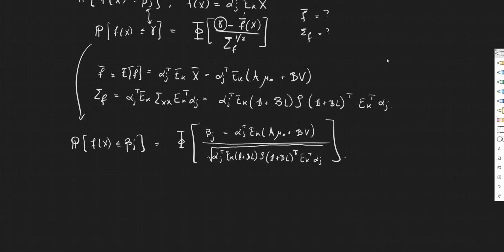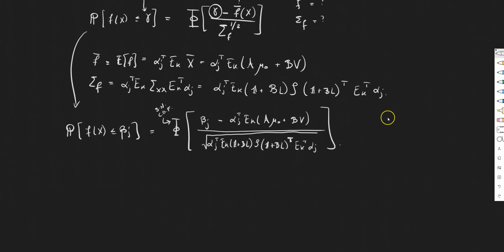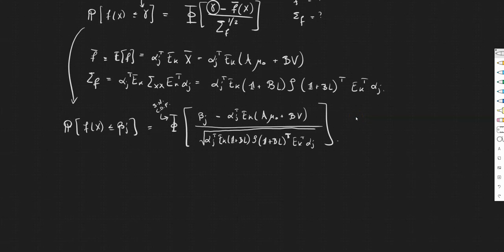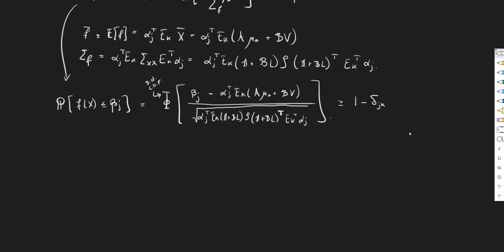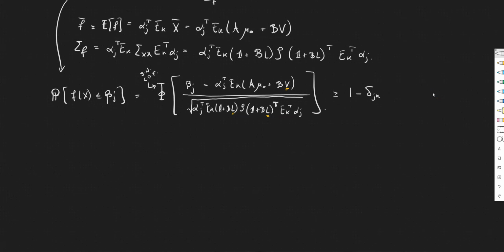So just to recap, we had the probability that a function of the random variable is less than beta. We chose to express this probability in terms of the standard normal CDF, because we can easily compute that. And now, remember from the chance constraints, we had that this probability has to be greater than or equal to 1 minus delta jk. Aha! So look what's happened now. We've turned this probability into an expression in terms of v and l. And v and l are our optimization variables. So now we're very close to solving this chance constraint problem. Let's take the inverse CDF of both sides.